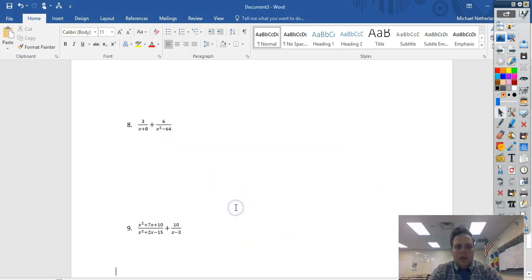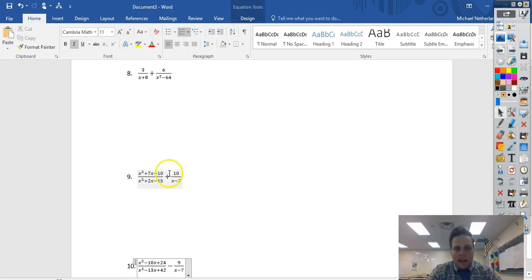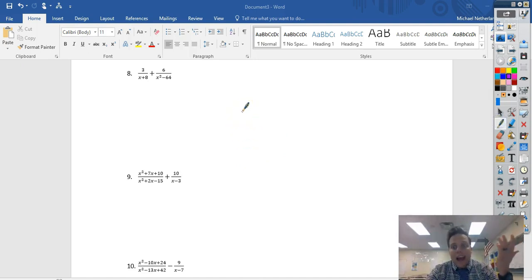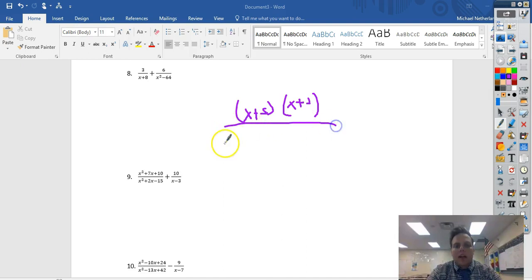Number 9 is adding once again. So what is step 1 in adding? Factor everything. In fact, on this test, step 1: factor everything if possible. So we factor this numerator and we get x plus 5, x plus 2. We factor the denominator and we get x plus 5, x minus 3, all over, plus 10 over x minus 3.